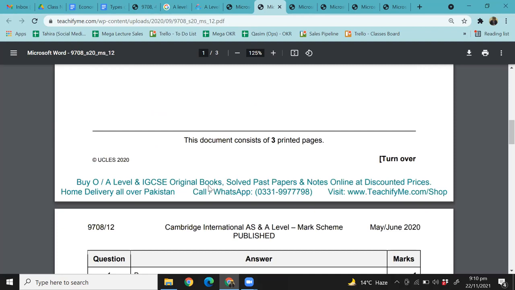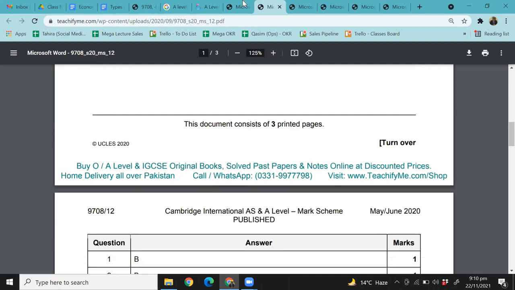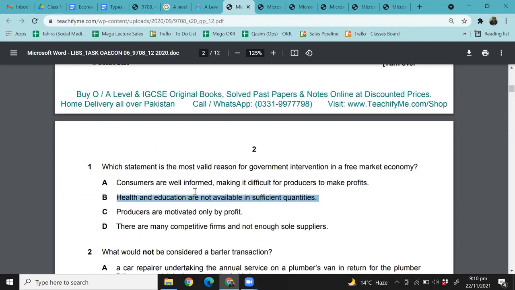So that's the problem. B. Okay, now think about this one. You're right that it's not the quantity that is limited. It's available for everyone who can pay for it. But what they meant by the statement, are you getting me? Insufficient quantities or not available in sufficient quantities, what they meant was that it's not available for everyone. Zohan, it's not available for everyone. That's basically what it's trying to imply.